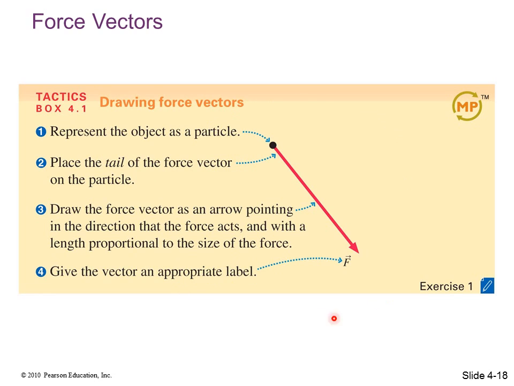Here's a force vector. This is a proper force vector. We represent objects as point particles. And whenever you draw the force or forces that are acting on that object, the tail of the vector needs to go on the point particle. And also there should be an appropriate label.